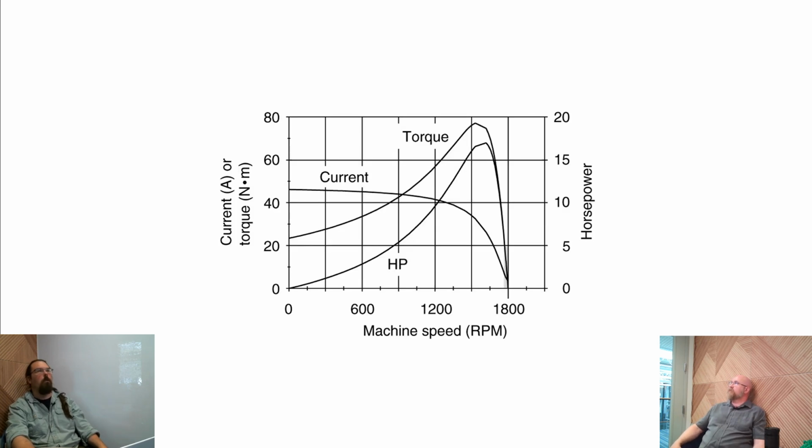Okay, let's talk torque, because this is different than a DC motor. We saw a straight line there, but now we've got squiggly lines. What is going on? And why?